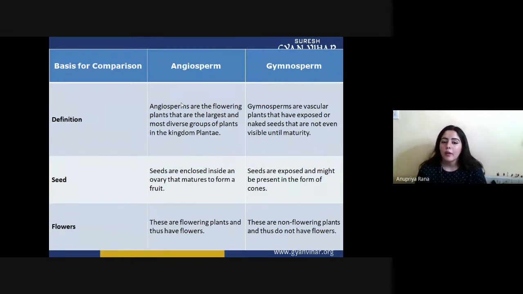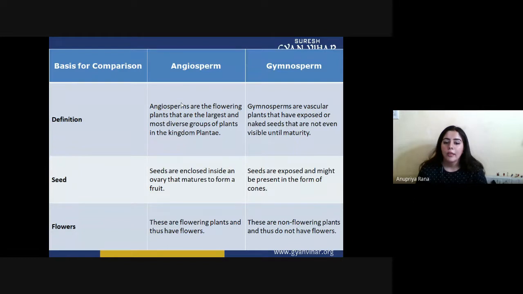Seeds: in angiosperms, they are enclosed in an ovary that matures to form fruit. The seeds have to be enclosed inside the ovary until they convert into the fruit. In gymnosperms, the seeds will be exposed and present in the form of cones. They can be present on the surface of the cones, and when they mature, we will be able to see them on the surface of the cones.